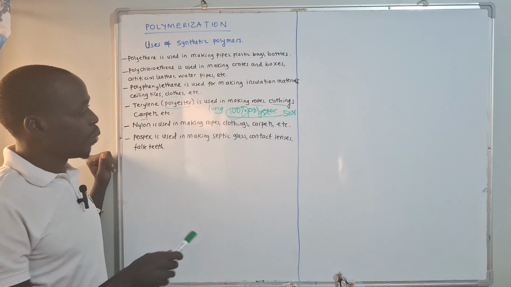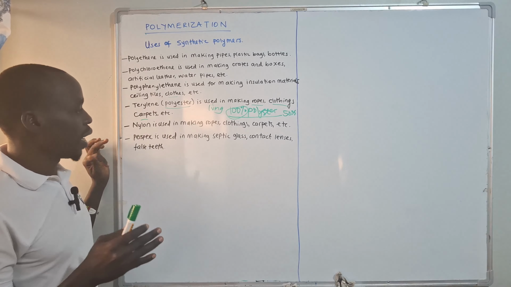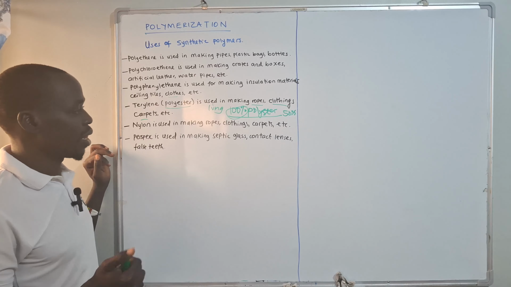Then this nylon, we are writing the equations. We say nylon 6,6, and there is also another form. It is used in making ropes, clothing, carpets, and many other things.